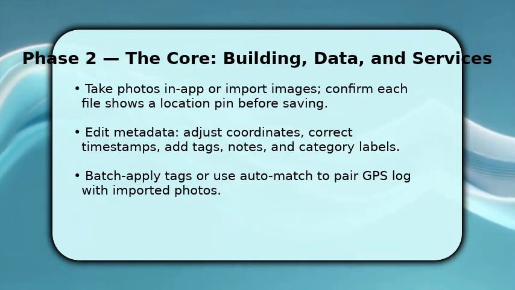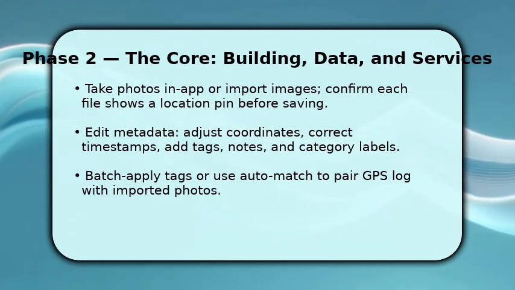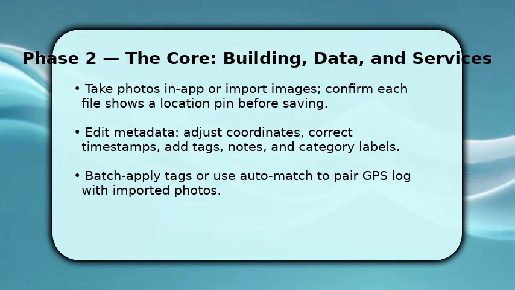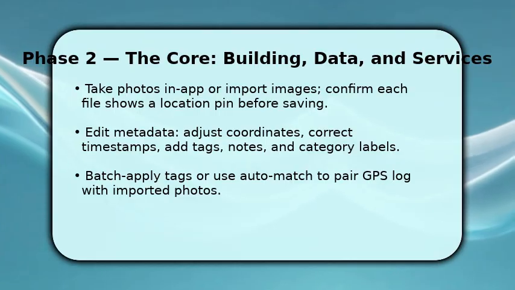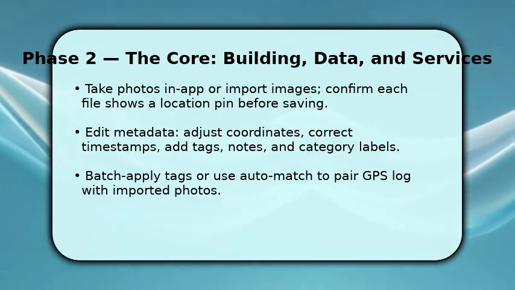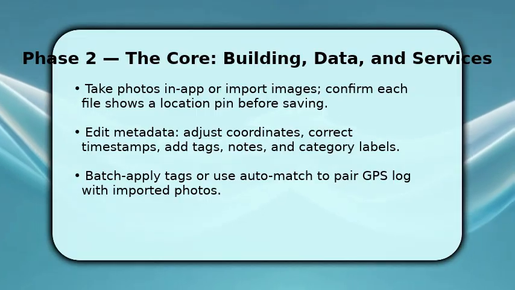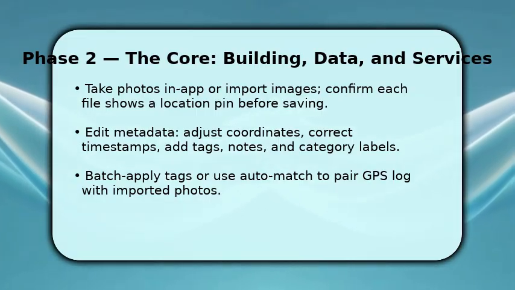Once matched, edit metadata, refine coordinates, fix timestamps that drifted, and add descriptive tags or category labels so searches work later. For many files, use batch apply to speed the job, and preview edits on the map to ensure pins land in the right place before moving to sync or export.